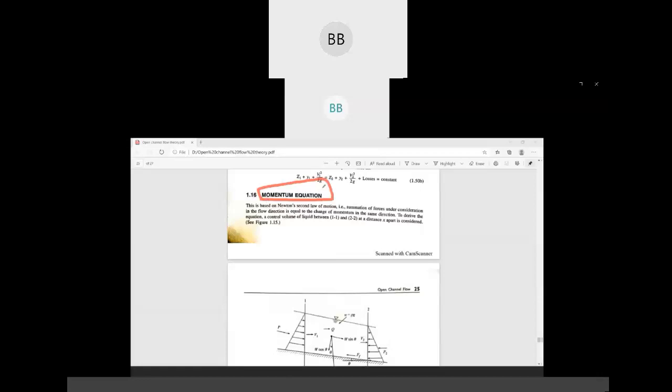So basically, your momentum equation is based on Newton's second law of motion. That is, summation of all the forces considering in the direction of flow is equal to rate of change of momentum in the same direction. Same direction means that is the direction of flow.